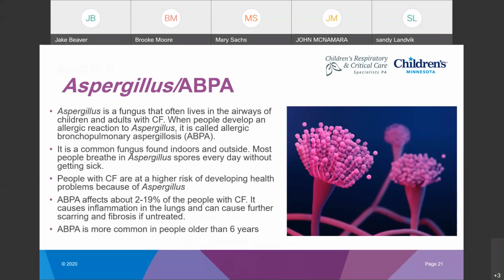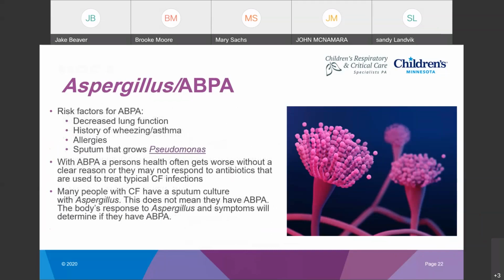About 2 to 19% of people with CF, depending on the source that you look at, will develop ABPA, which causes inflammation in the lungs and then can cause further scarring, fibrosis, and decline in lung function. It's more common in older individuals. Risk factors for the development of ABPA are declining lung function, a history of asthma, allergies, and sputum that has grown Pseudomonas. With ABPA, often a patient's symptoms will get worse without any other clear explanation. We'll try to treat them with antibiotics and they won't improve, and then ABPA will be identified.